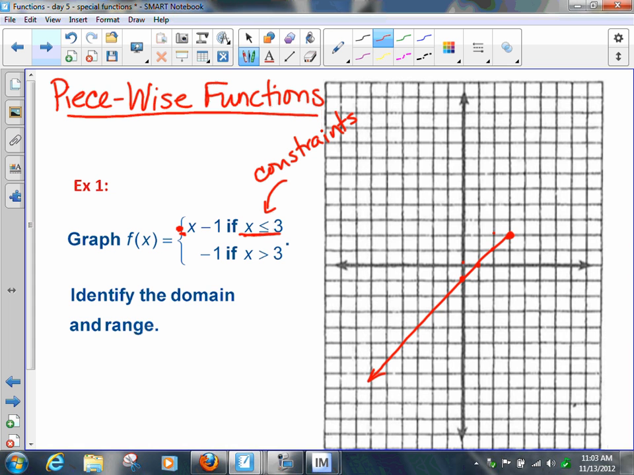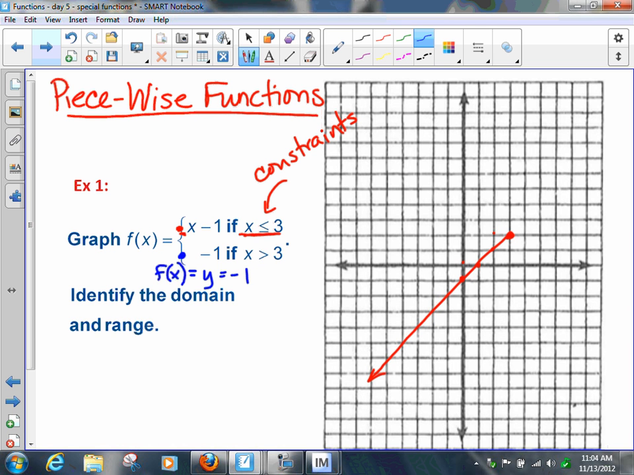Now I've got to do the same thing for the other one. All right, now I'm going to put it in blue. This is my blue line. f of x equals negative 1. y equals negative 1. What kind of line is that going to be? f of x means nothing but y equals negative 1. What's it going to be? A horizontal line at negative 1.